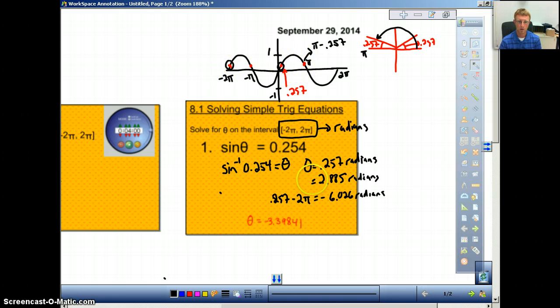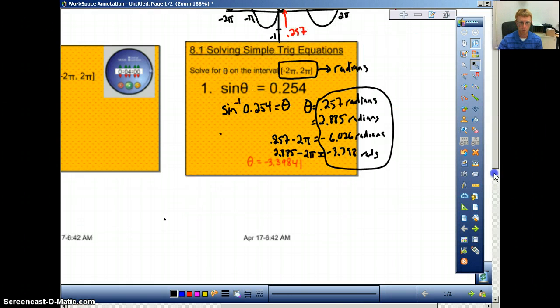And then the other one would be 2.885 minus 2 pi, and that would equal negative 3.398. So all four of these work. These are all in between negative 2 pi and 2 pi. But the point is, we start by using our inverse function to solve. So let's look at the next one.